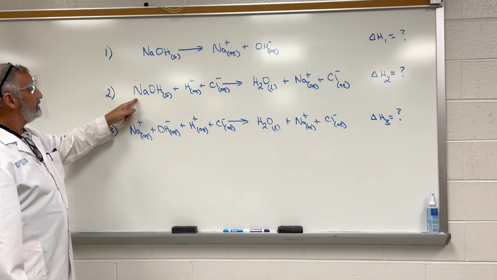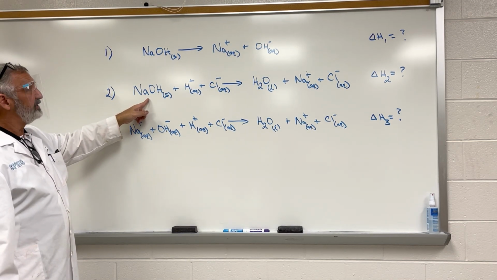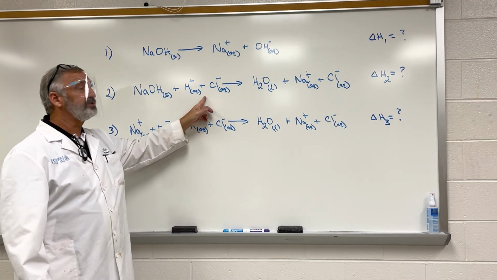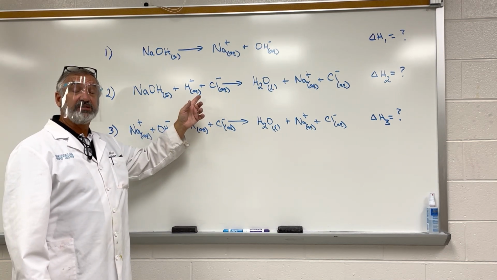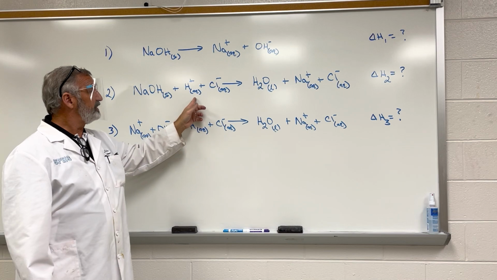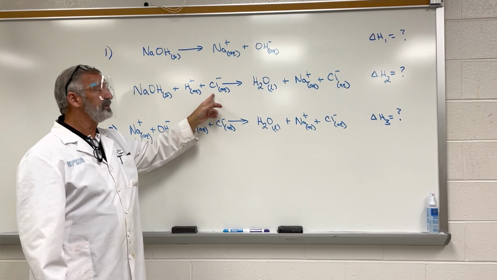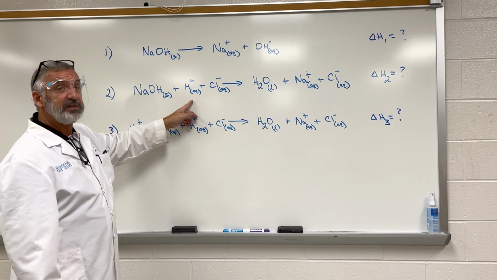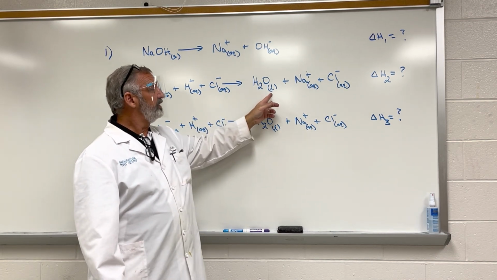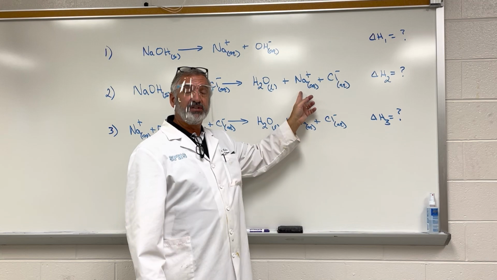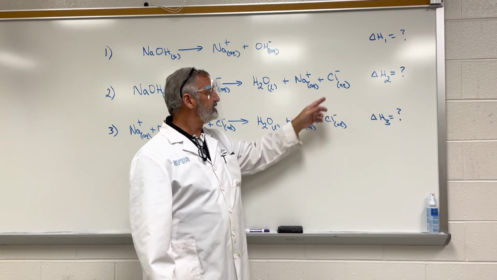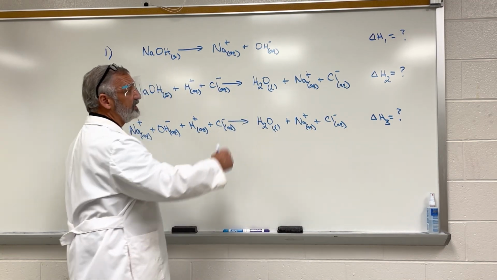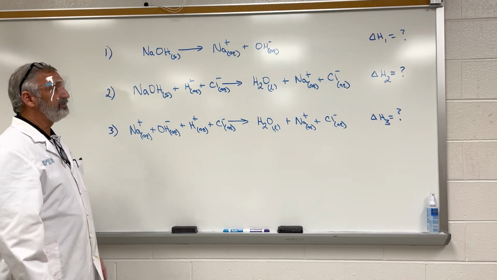The second experiment is going to take solid sodium hydroxide, but instead of putting it into water, we're going to put it into hydrochloric acid. Now, hydrochloric acid is a strong acid. That means it's going to be 100% dissociated as H plus and Cl minus in the solution. It's going to react in a neutralization reaction, make water, but the salt's going to stay dissolved, so it's going to be dissociated, Na plus and Cl minus. Again, we're going to calculate the delta H of that reaction.